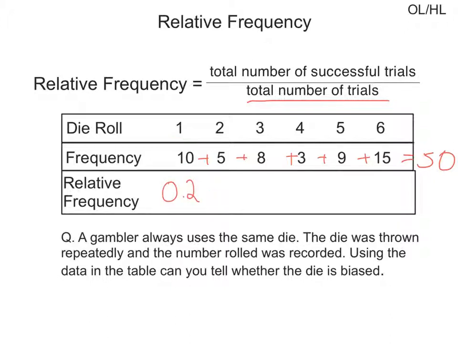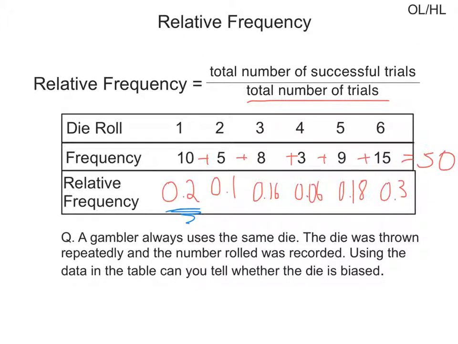Now we'll look at the relative frequency of rolling a 2. The number of successful trials is 5. The total number of trials is 50. So 5 over 50 is a tenth, or 0.1. I'll quickly fill out the remaining values. Now we have all the relative frequencies for the die roll. We can see from the table that the relative frequencies are not equal to each other. In this case, the highest relative frequency is 0.2, so the die is biased towards 0.2.